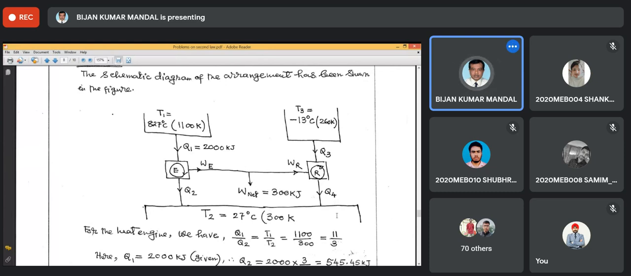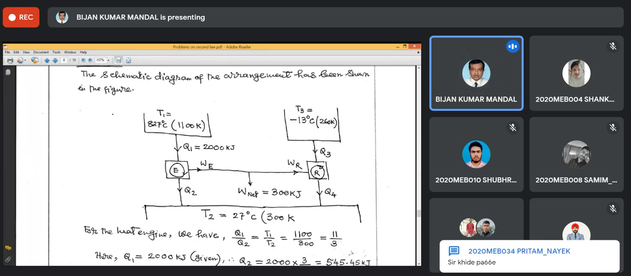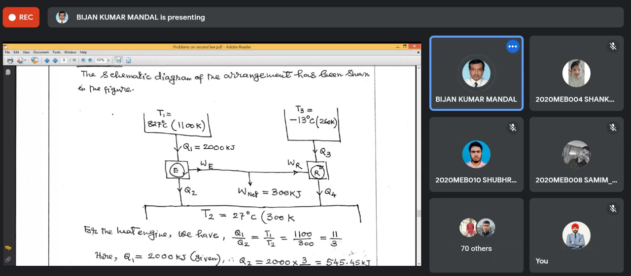So that is given. And obviously it is reversible. So for the heat engine, we have Q1 by Q2 is equal to T1 by T2. That is, heat addition and heat rejection are proportional to the absolute temperature only in the case of a reversible engine. And that is equal to whatever is given. So put that there.